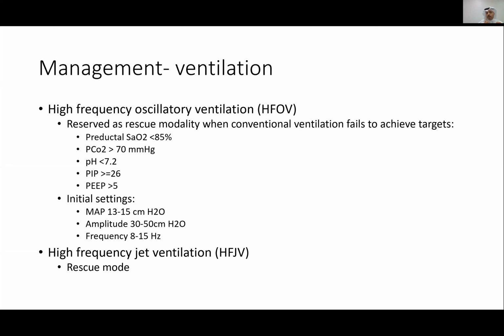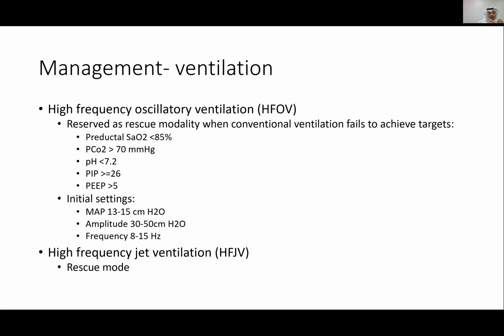So patients who are preductal sat less than 85, so you're at FiO2 100%, preductal is still less than 85%. Then you say this is enough. Now we move to high frequency. Or patient with CO2 is more than 70. Patient with pH less than 7.2. Patient, you reach your PIP more than 25, or your PEEP is over 5 to 10.